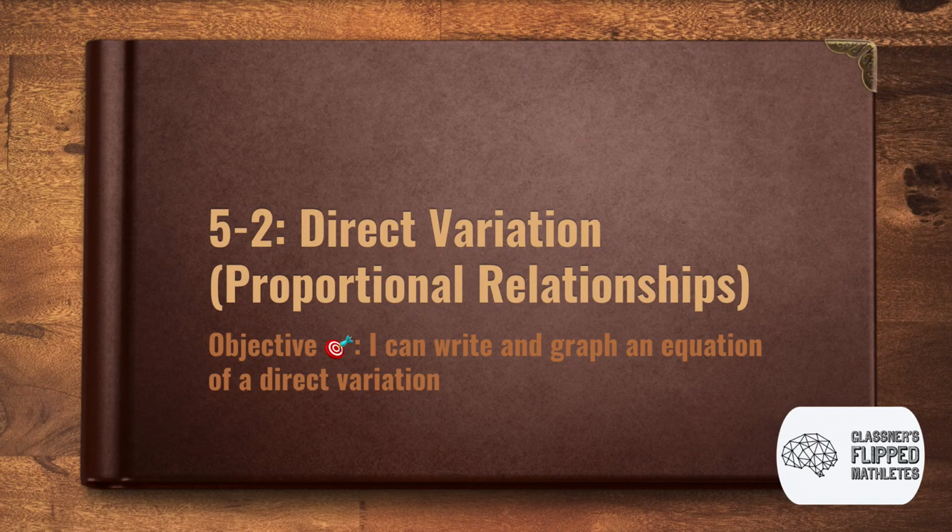Welcome to the 5-2 lesson on direct variation, also sometimes referred to as proportional relationships. Our objective: I can write and graph an equation of a direct variation. Direct variation can describe a linear relationship. It's one of the four main types.